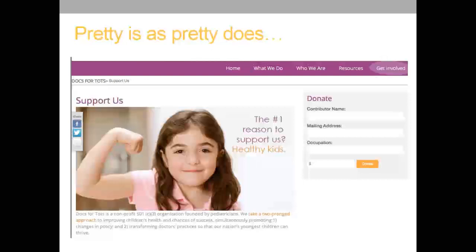So instead, what they've done is that they've taken a great picture and they've simply put in a little bit of text, which is the number one reason to support them: healthy kids. And now that's something that's their mission, that explains what they're all about: healthy kids. And it's the reason to give. I mean, who doesn't want to support healthy kids? So this is just an example of how you can use a picture with a short sentence and really glam up your website. Pictures do an amazing job of adding a glamorous element if they're good pictures.